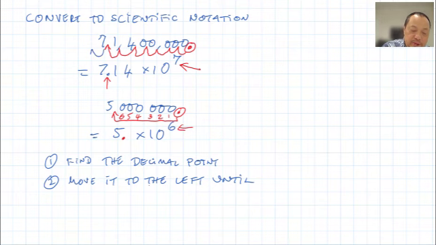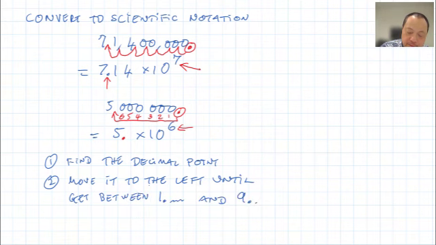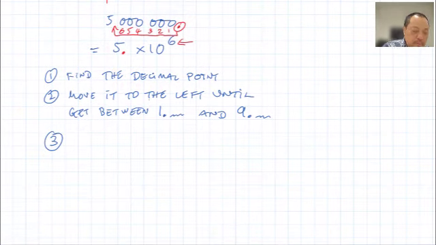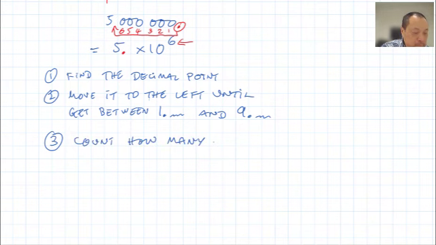If I go one more step over, I'll end up with 0.714. And I don't want that. I want to stop at the right spot. That means I move it to the left until I get the form between 1 point something and 9 point something. I count 1, 2, 3, 4, 5, 6, how many places I have moved. That is the power of 10.